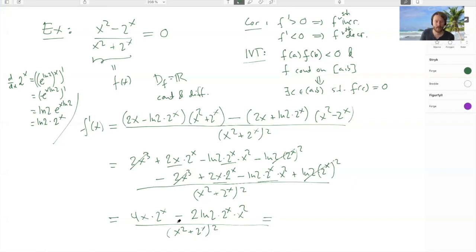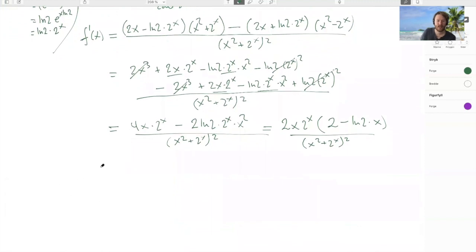And now, of course, I want to study the sign of this, so where it's positive and negative. So I need to factorize this as well as I can. So let's move what's common here outside of a parenthesis. So I can move 2x and 2 to the x. What's left here is just the number 2. And what's left here is ln 2 times x. And all of this, of course, over this factor that I don't really care about since it's non-zero and positive everywhere.